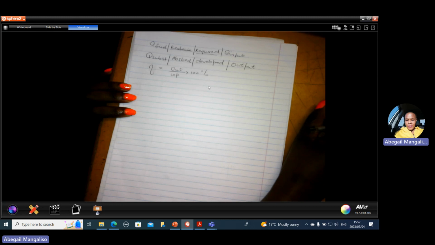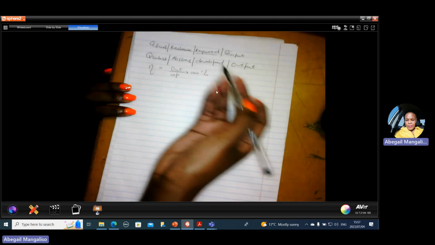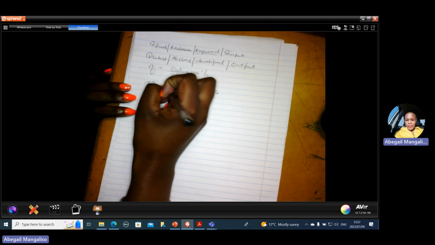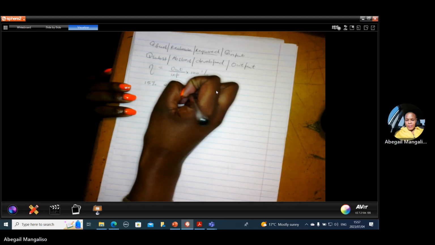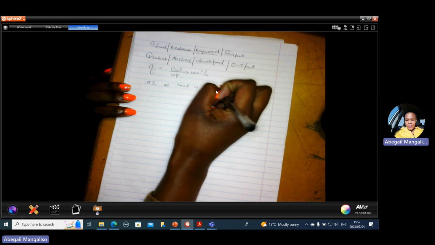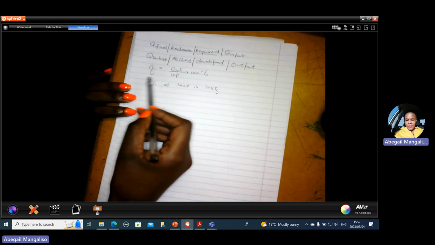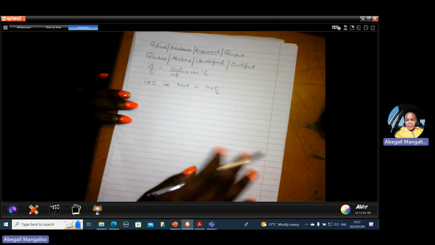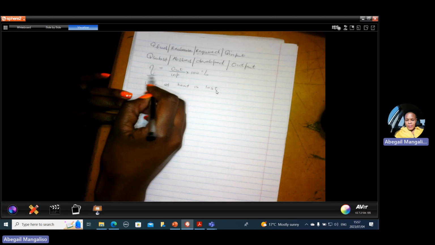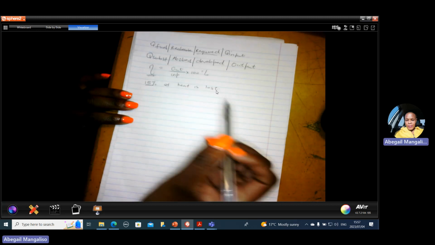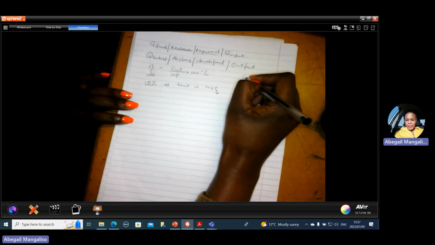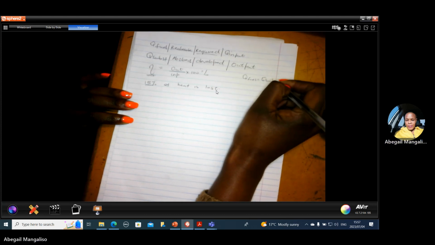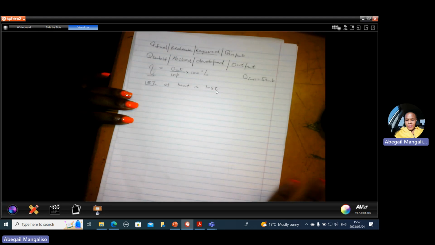That is the case when there are losses. Now, if they say, for example, that 15% of heat is lost, they are not giving you the efficiency. They are giving you the heat that is lost. So you must use this to get efficiency. If there are no losses, we know that Q fuel is equal to Q substance.